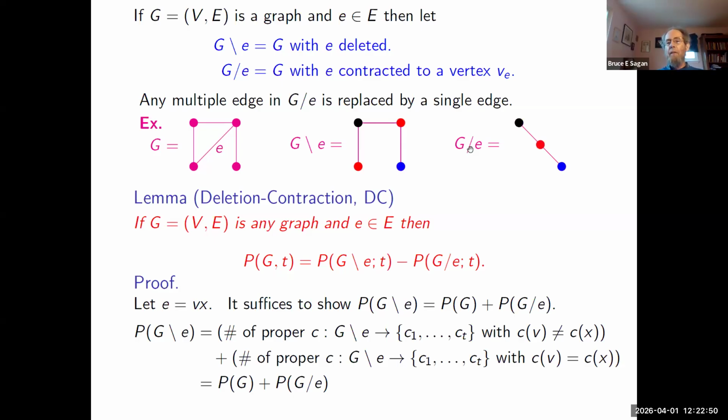So that would lift to this coloring of G over E, where this new vertex has the common red color, and the other vertices stay the same colors that they are. And so we're very much done. Questions about the deletion contraction law?